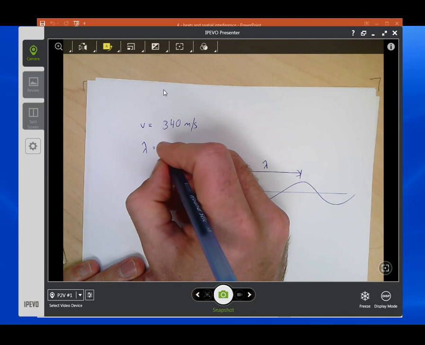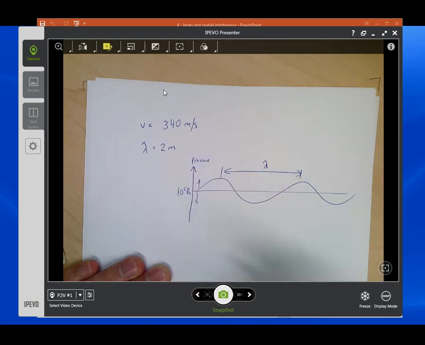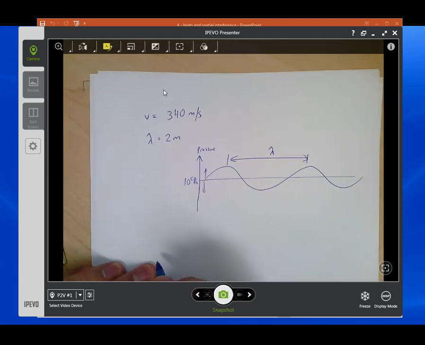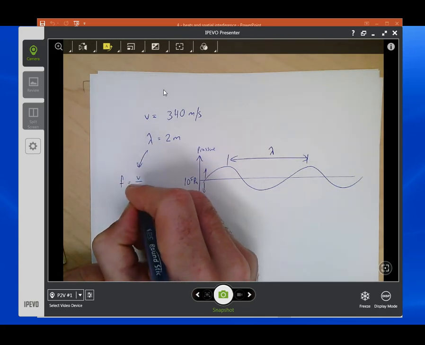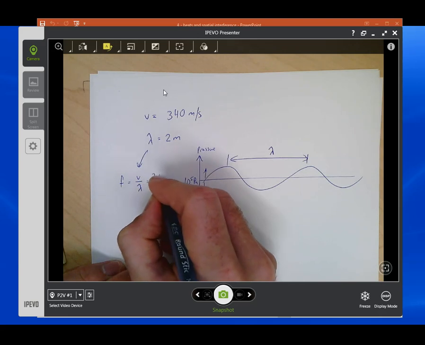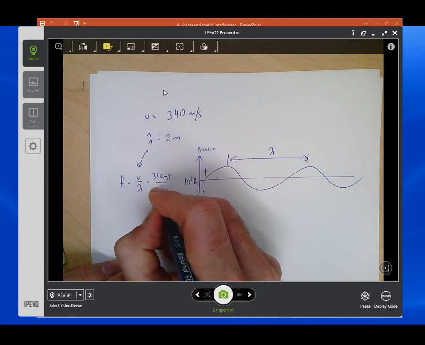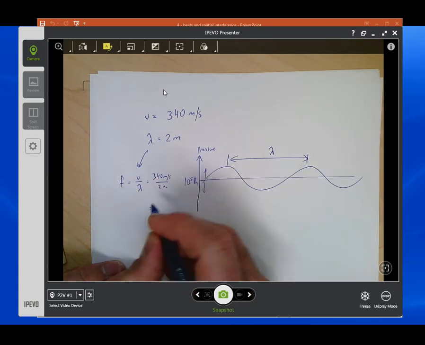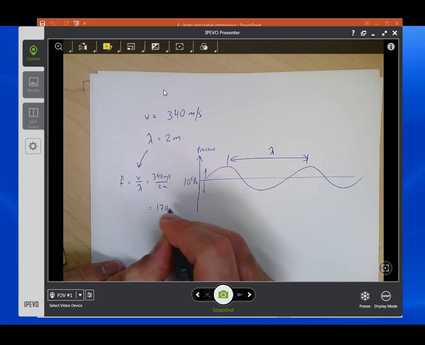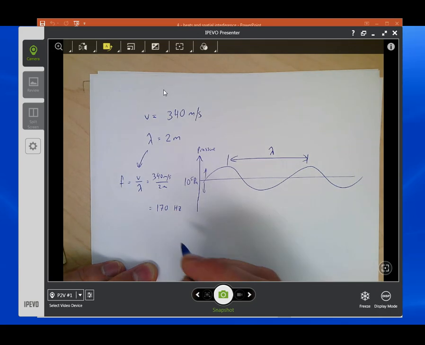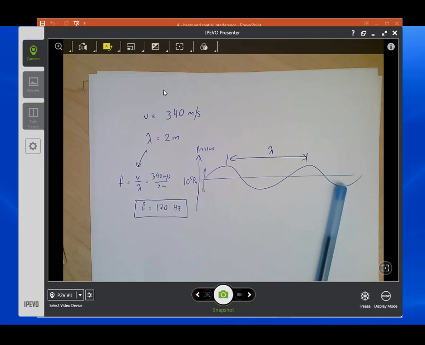So for example, if we had a length that was 2 meters, we could say, well, what frequency is this? And remember that frequency is ultimately going to be related to the pitch that we actually hear. This would be v divided by lambda. So 340 meters per second divided by 2 meters, 34 divided by 2 is 17, so it'll be 170 hertz.